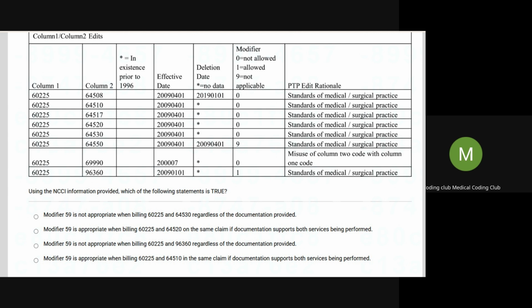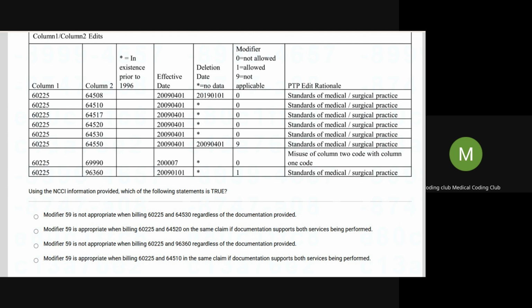What indicator are we getting? We are getting 0 as our indicator, which means not allowed. You cannot use any modifier. So you have to eliminate option D, because they are saying modifier 59 is appropriate. That is not possible because you are getting 0 as your indicator and you cannot use any modifier here.